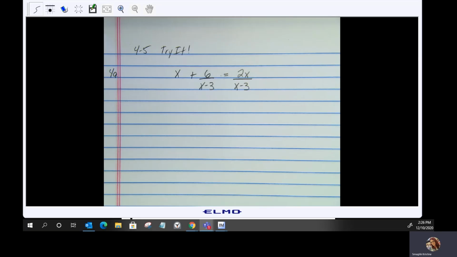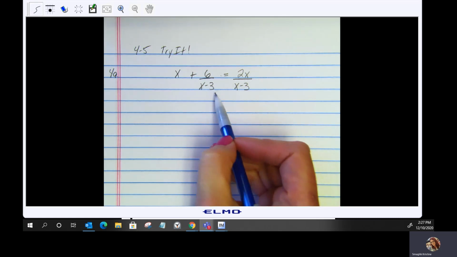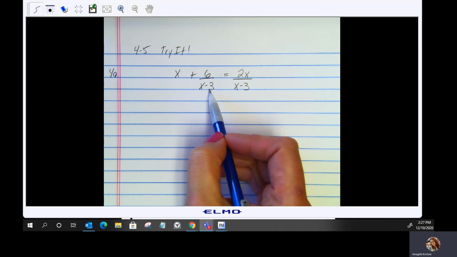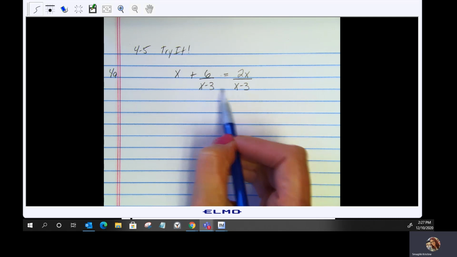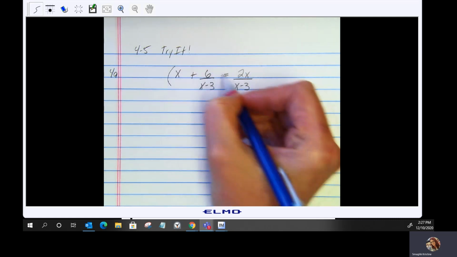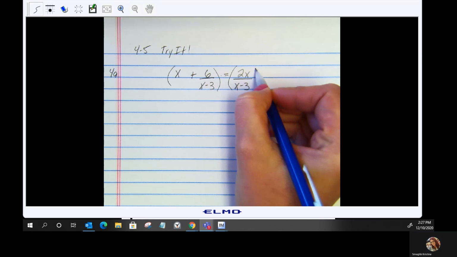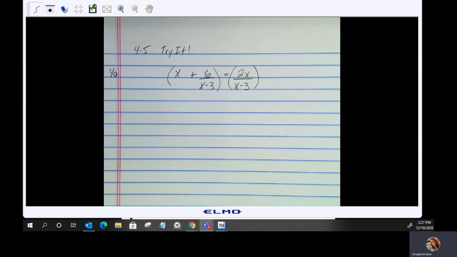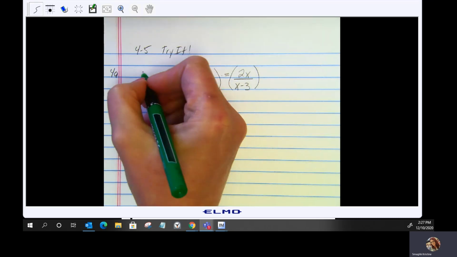Let's take a look at topic 4.5, solving rational equations. We're going to work the triads number 4a and 4b. So the first thing we're going to want to do is get rid of this x minus 3 in the denominator. I'm going to go ahead and multiply both sides by x minus 3.